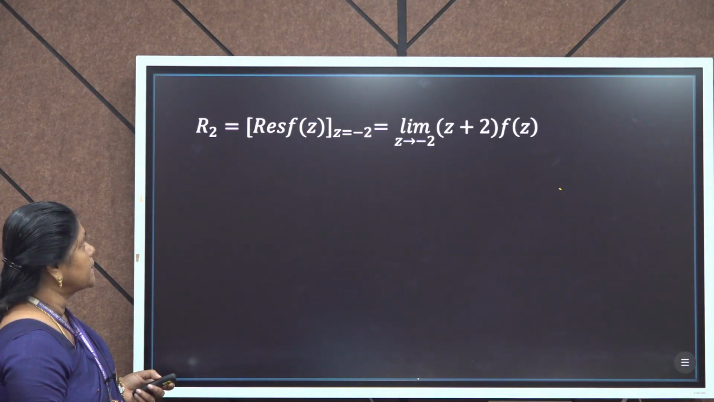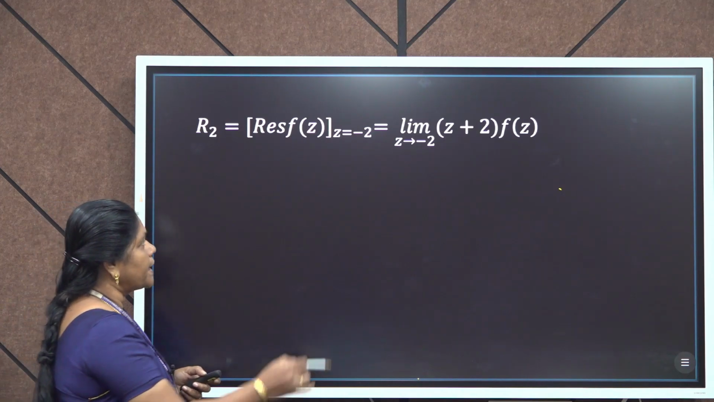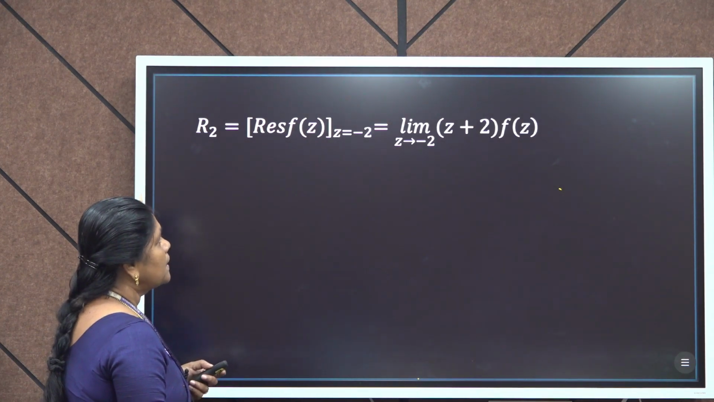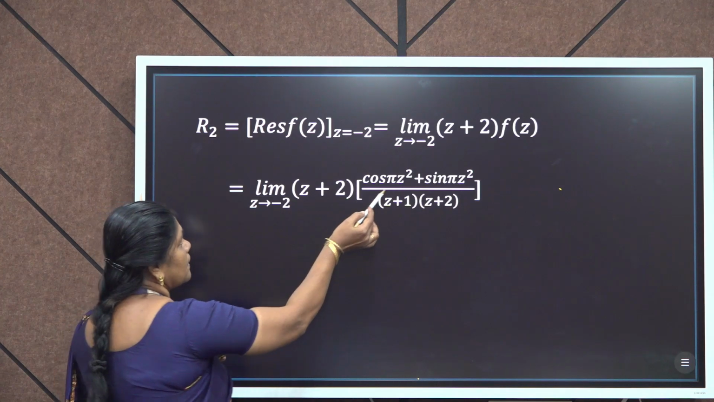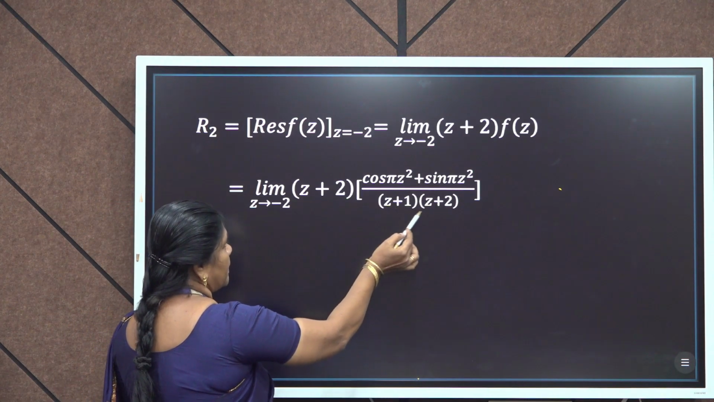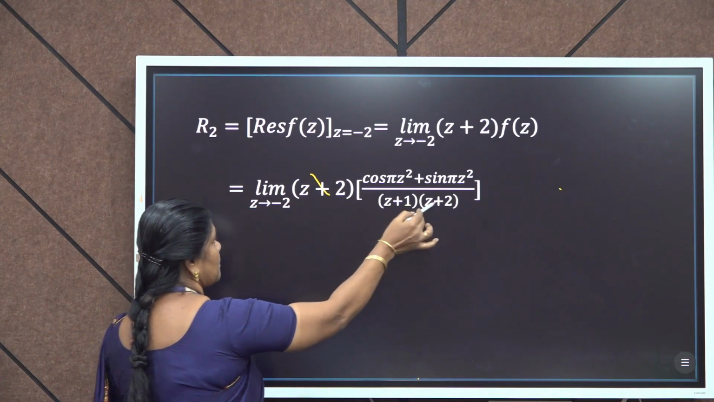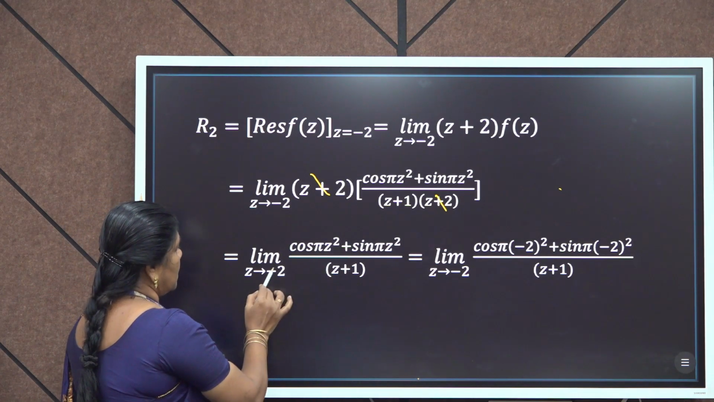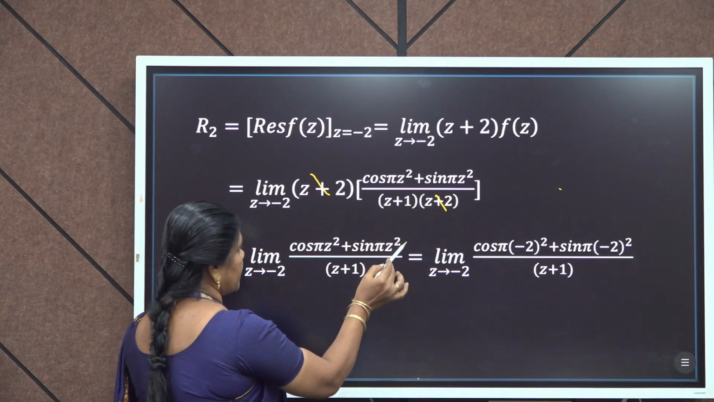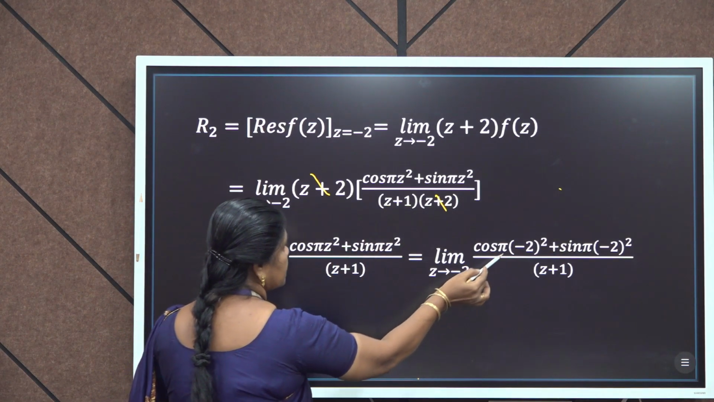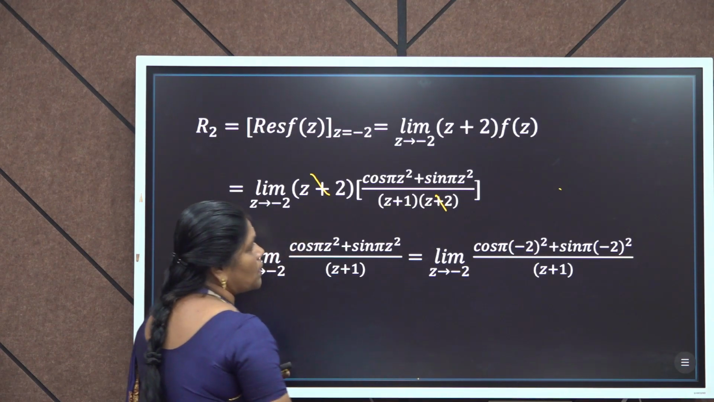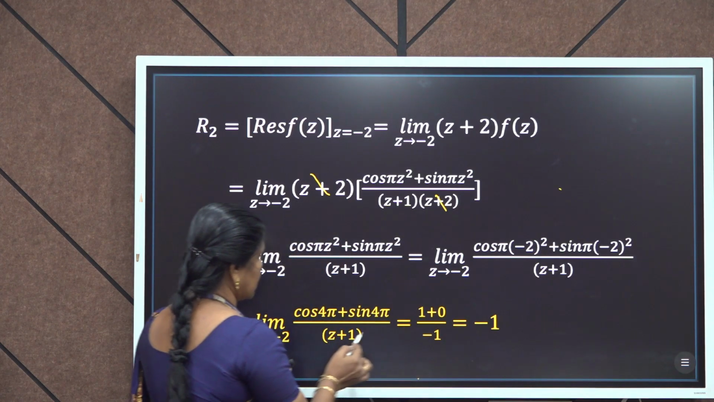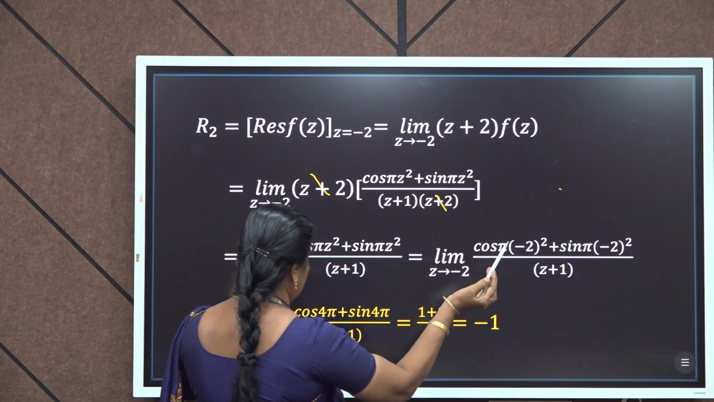Now, let us find the residue for f(z) at z = -2, that is equal to the limit as z tends to -2 of (z+2) f(z), that is equal to (z+2)(cos πz² + sin πz²) divided by (z+1)(z+2). Cancelling z+2 and substituting z = -2, we get the limit as z tends to -2 of (cos πz² + sin πz²) divided by (z+1), that is equal to (cos π(-2)² + sin π(-2)²) divided by (z+1). Put z = -2, the denominator is -1.